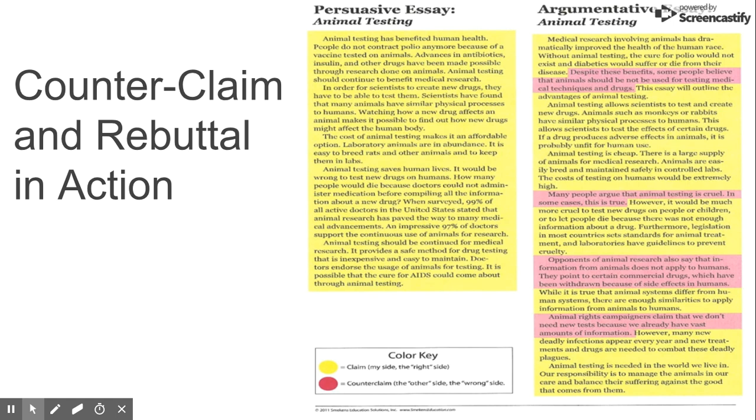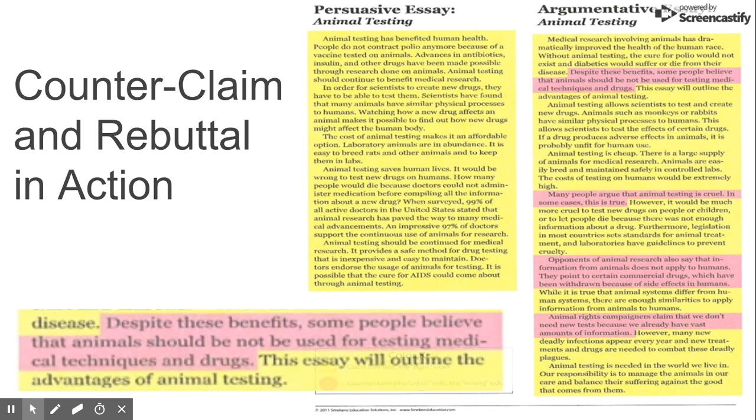And if we look a little bit closer, we'll see an example. Again, on the right, the argumentative essay is arguing for the advantages of animal testing. But even in their first paragraph, they have a sentence that says, despite these benefits, some people believe that animals should not be used for testing medical techniques and drugs. You'll see that it's peppered throughout the essay and that the author will address each counterclaim as they come up in their essay.